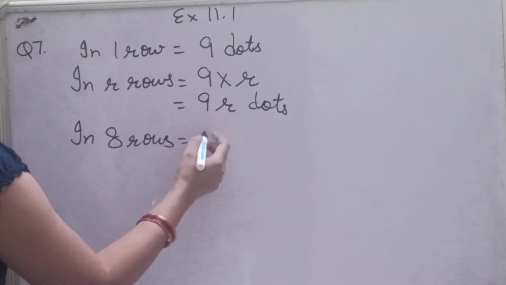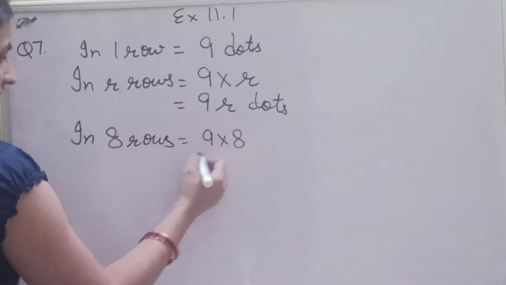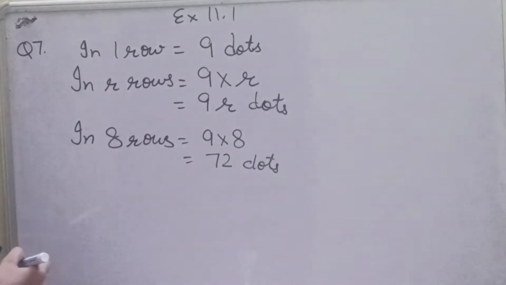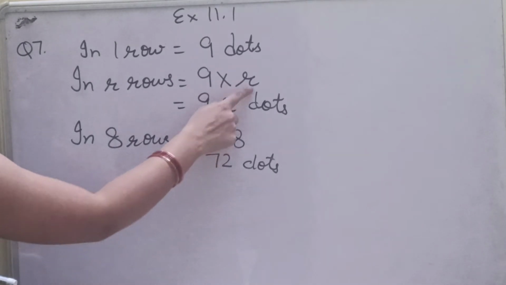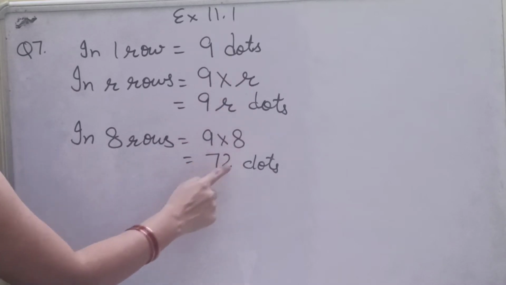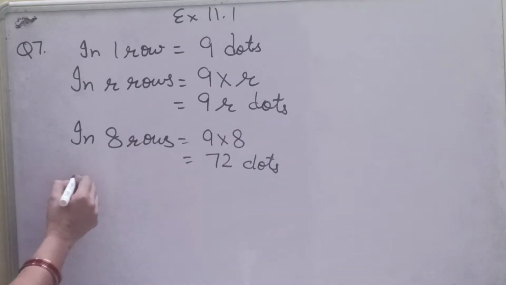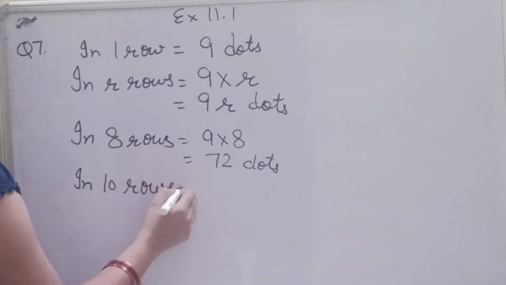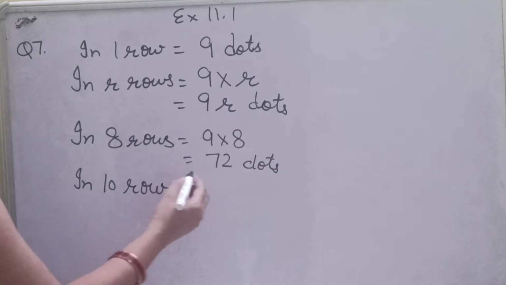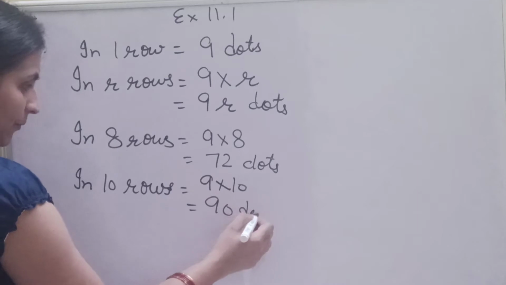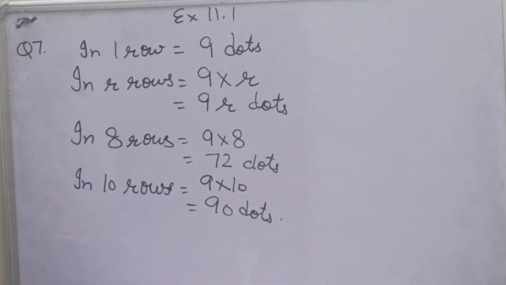Then further he is saying, if there are 8 rows, then how many dots do we have in 8 rows? So in one row we have 9. So in 8 rows, 9 into 8, 72 dots. Here we don't know how many rows there are, but here we know, so in place of R, we have written 8. Then in 10 rows, further he asked how many dots are there in 10 rows? So 9 into 10, that is 90 dots. So this is your question number 7.